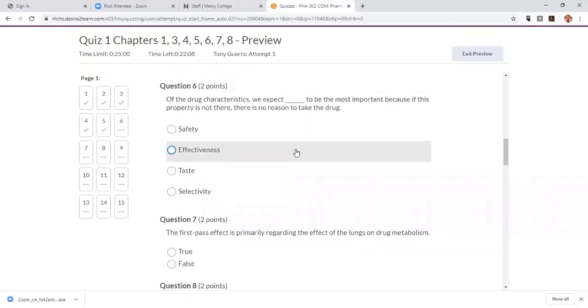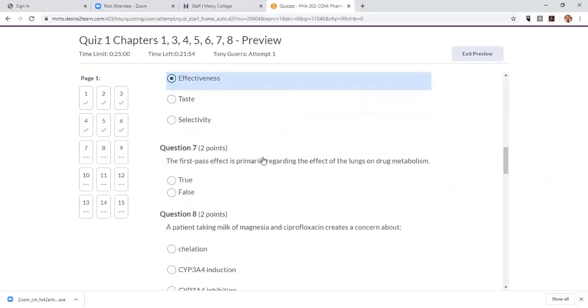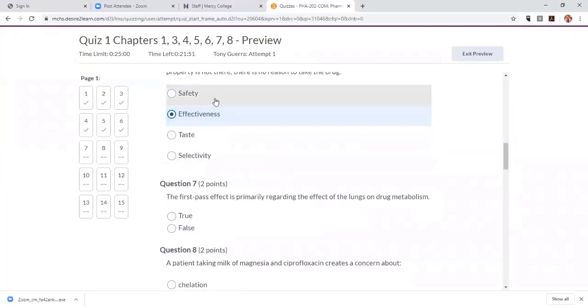Of the drug characteristics, we expect blank to be the most important, because if it's not there, there's no reason to take the drug. And a lot of times in a quiz or a test, the answer to another question is in a prior question. In this case, it would be effectiveness. So again, safety is important, but if it's not there, we still use drugs that aren't safe. Taste bad? Well, many drugs taste bad. And then selectivity, just think of caffeine. It would be ideal if caffeine didn't make your heart race, but we take it anyway. I see the lines out the door at something like a Starbucks or someplace like that.